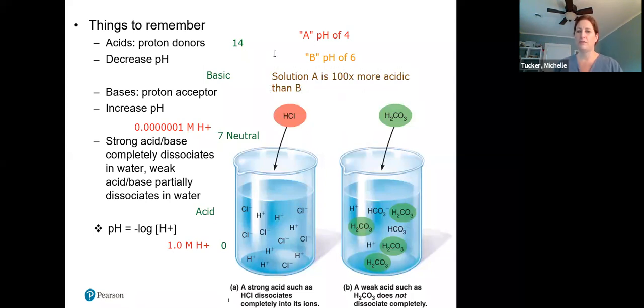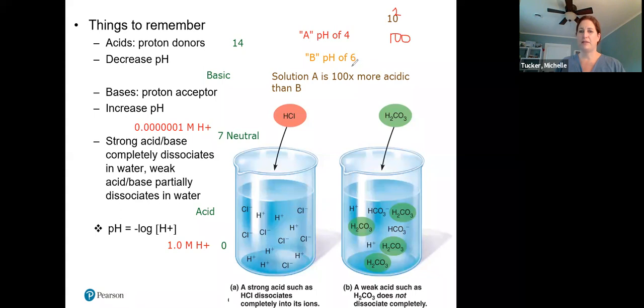So why is it 100 times more acidic? That's where this log comes into play. For every value from like 4 to 5, 5 to 6, it is a factor of 10. So when we have a pH of 4 and a pH of 6, the difference between those two is 10 to the second. So 10 squared, because there's 2 levels, 4 to 5 and 5 to 6. 10 to the second is 100.